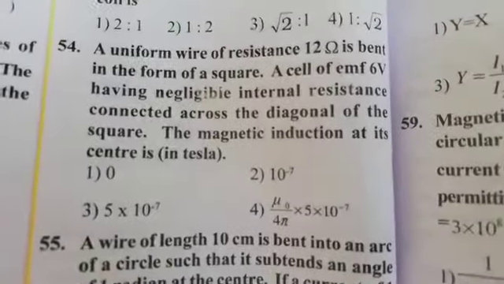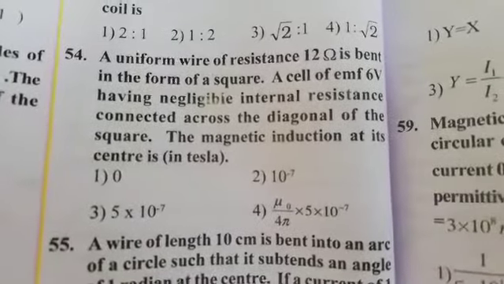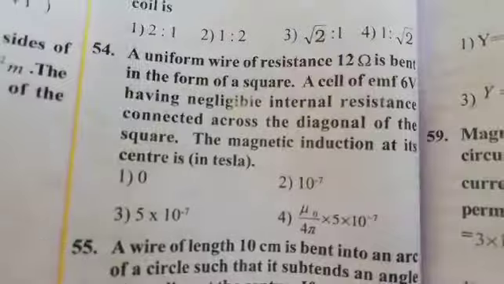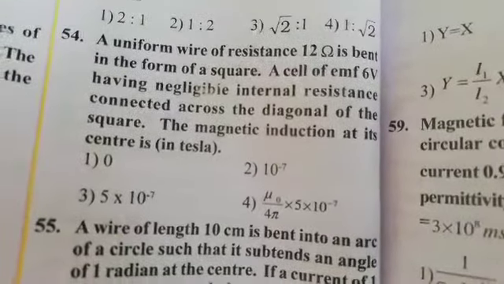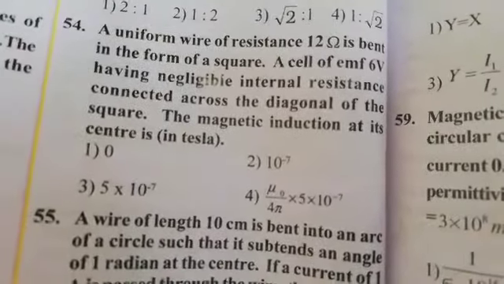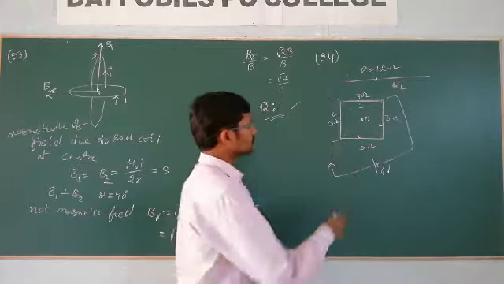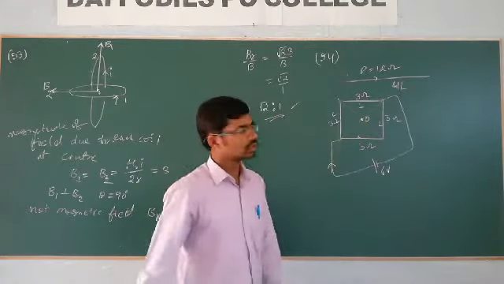A uniform wire of resistance 12 ohm is bent in the form of a square. A cell of EMF 6 volt and negligible resistance is connected across the diagonal of the square. The magnetic induction at its center is. So look at this one. At this point O we need to find it.